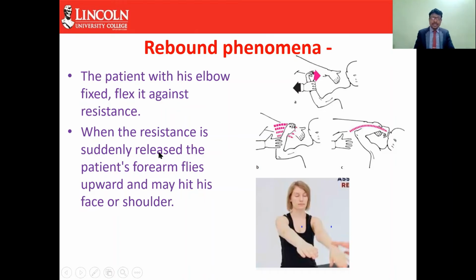Or in cerebellar injury patients. Not only with elbow flexion, we can give resistance to other movements, for example shoulder flexion. If you give resistance to shoulder flexion and after some time remove the resistance, the hand automatically goes upwards. They are unable to control the movement, so it may go overhead. This uncontrolled movement is also called the rebound phenomenon.